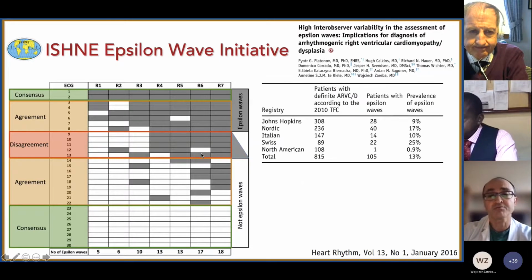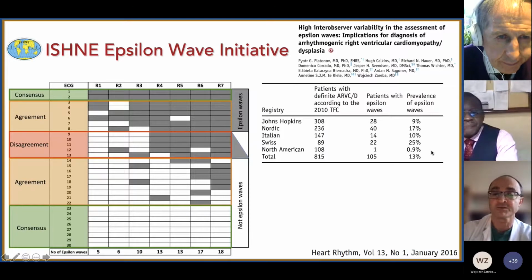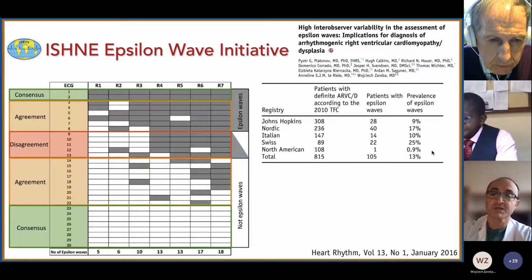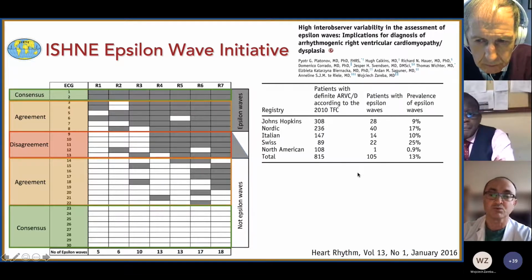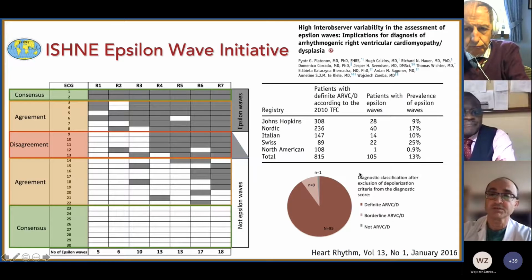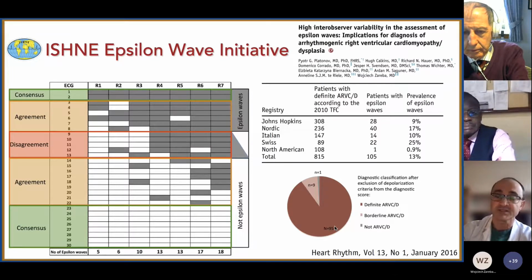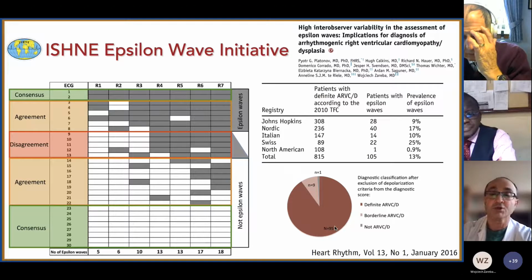Then we compared how prevalent epsilon waves were in different registries, and we observed variability of prevalence among different cohorts reported worldwide, likely reflecting differences in our approach when we diagnose patients as having an epsilon wave or not on the ECG in lead V1. Fortunately, if we exclude epsilon wave from the diagnostic score of the patients we worked with, only 1 of 106 would actually lose the diagnostic status of definite ARVC, suggesting that epsilon wave is a late manifestation of the disease, and at the time point in life when a patient would develop an epsilon wave, many other criteria are expected to be present to be sufficient for diagnosis.